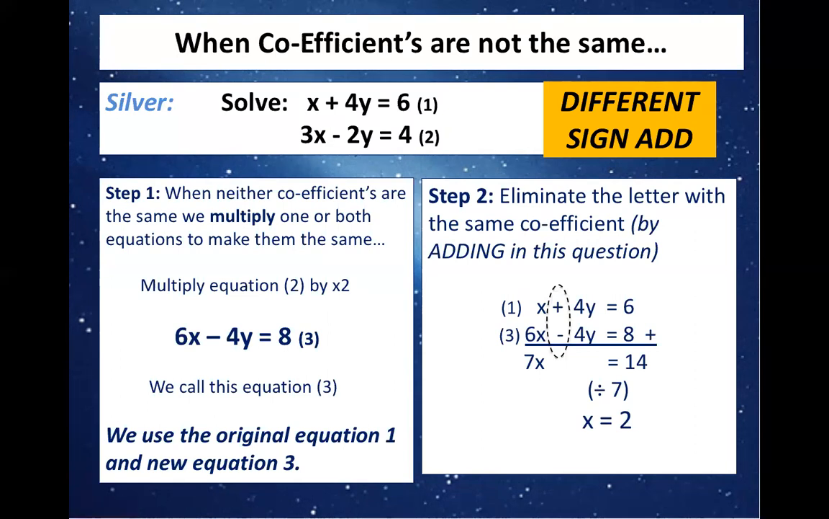Okay, if we try the first equation times 3, let me switch back to the board. You can also try in your book. Let me just write down the question and then I will switch to the whiteboard. I have the first equation, x plus 4y equals 6. The second equation is 3x minus 2y equals 4.